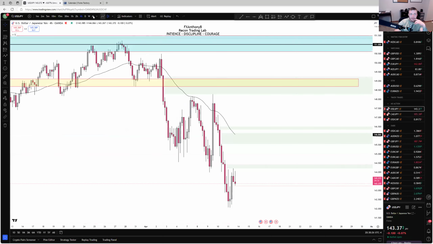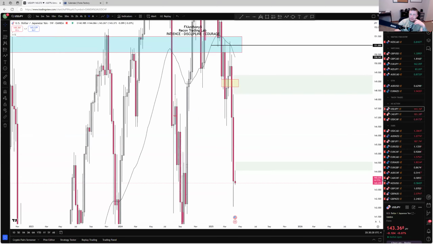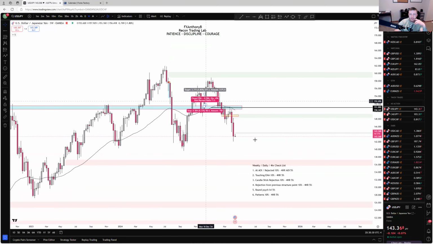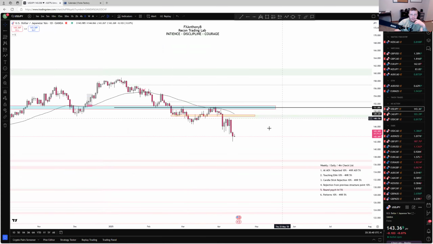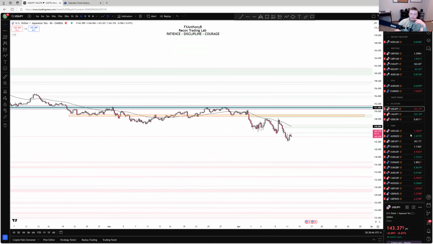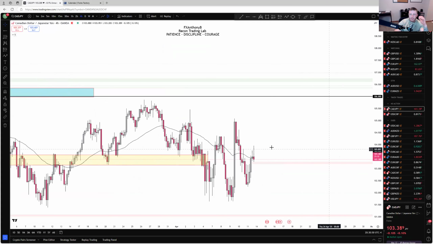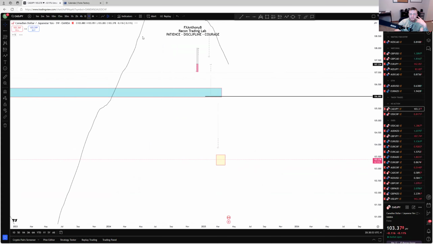USD JPY. Huge sell off. Left head, right shoulder. Neckline retest. Boom. Retest. Weekly area of interest around a psychological level. EMA. Beautiful structure. 2 weeks of selling. Daily sell. Okay, 4 hour. No, thank you. Last week was beautiful. This week, not so beautiful.